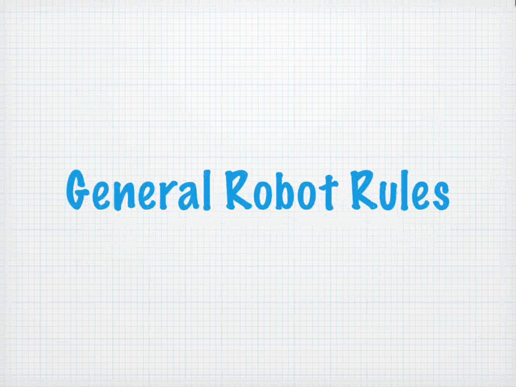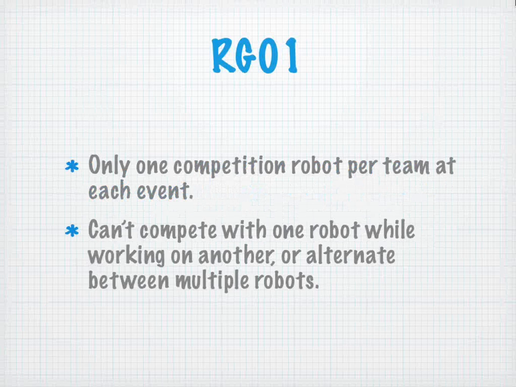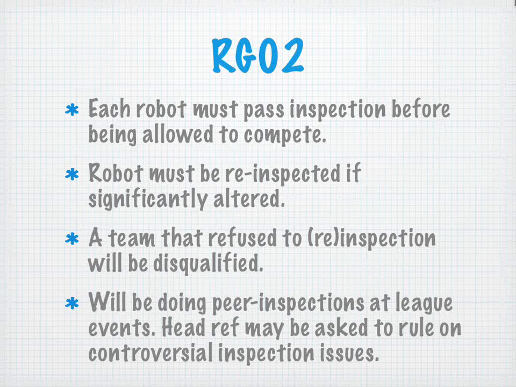So let's talk about some of the general robot rules. RG1 says that each team's only allowed 1 competition robot at each event, so they can't switch back and forth between 2 robots. So it's pretty straightforward. RG2 says that each robot must pass inspection before it's allowed to compete. If it gets significantly altered during the event, it needs to be re-inspected.